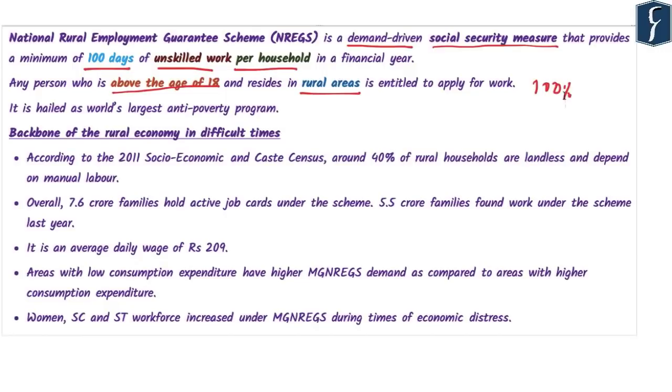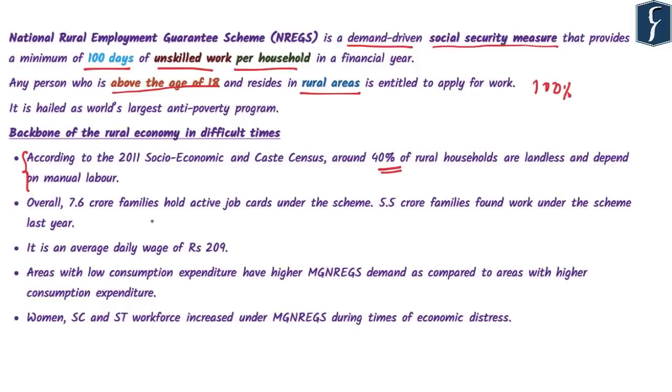This scheme has been hailed by many, including World Bank, as the largest anti-poverty program. And the importance of this scheme is very high due to the fact that it is considered the backbone of rural economy whenever there is economic distress. According to the 2011 socio-economic caste census, around 40% of rural households are landless and depend on manual labor. This is the data that you have to keep up your sleeve to be used whenever there is a question on rural distress, rural employment generation in the mains examination.